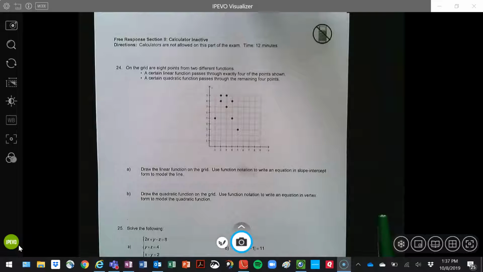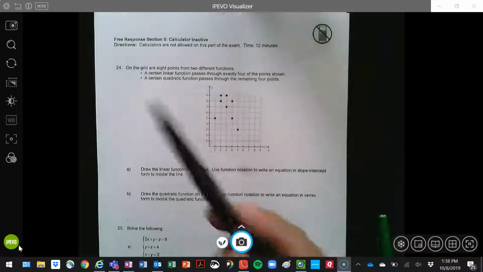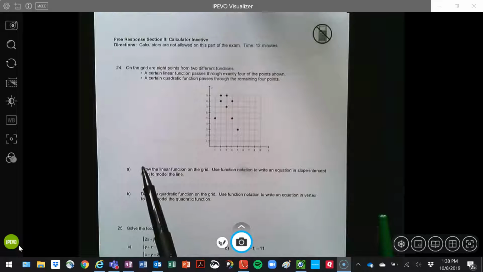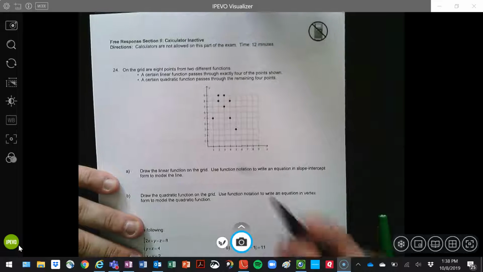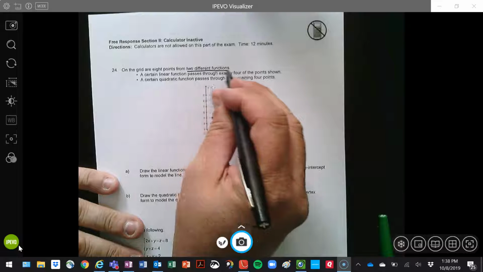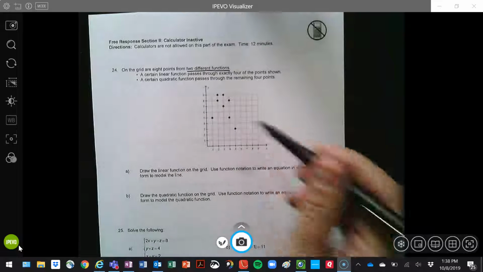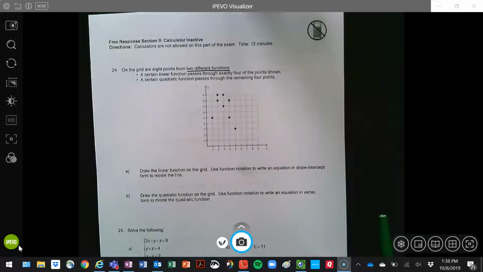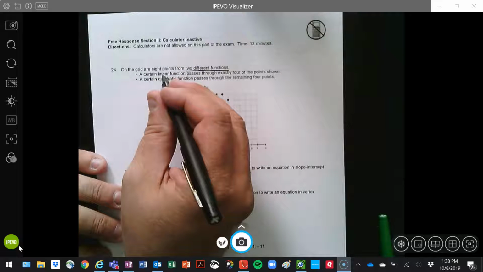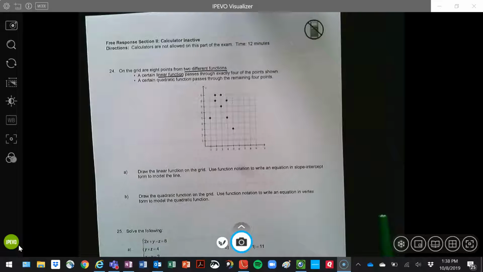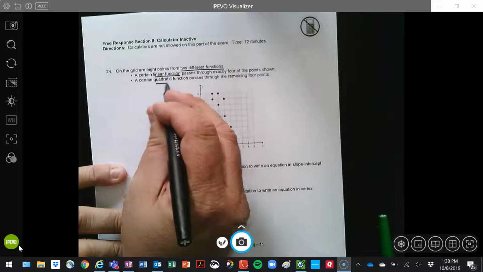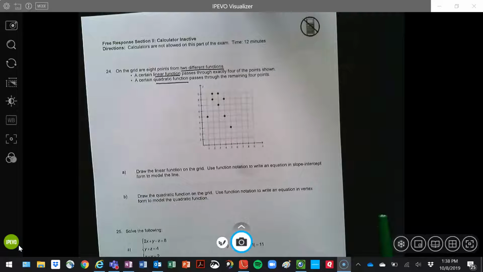Remember that this is the calculator inactive part of the test. So on question 24, it says on the grid are 8 points from two different functions. Okay, we've got two different functions going on here. I'm not trying to connect the points. A certain linear function passes through exactly 4 of the points shown, and then a certain quadratic function passes through the remaining 4 points.